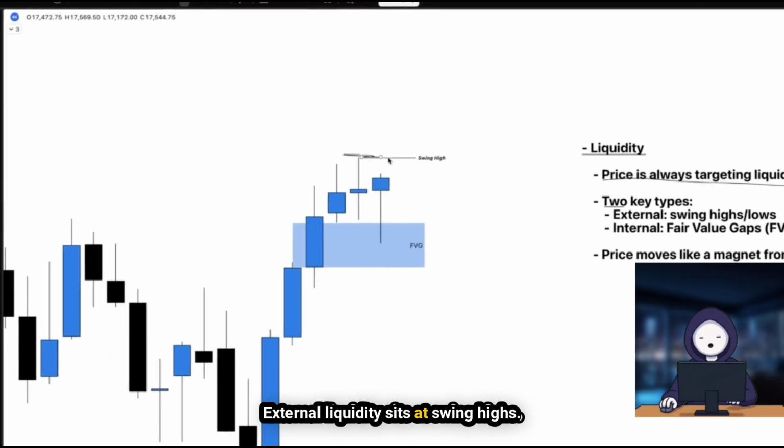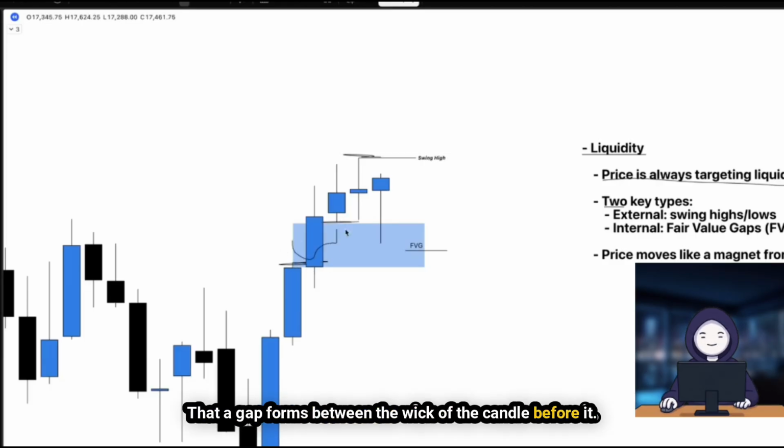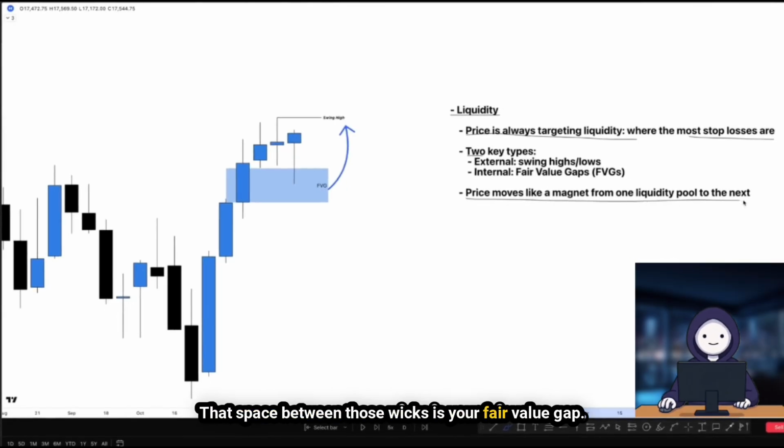External liquidity sits at swing highs and swing lows, and internal liquidity lives inside fair value gaps. Now, if you're not familiar with a fair value gap, it's simply the empty space created when a large aggressive candle moves so fast that a gap forms between the wick of the candle before it and the wick of the candle that follows. That space between those wicks is your fair value gap.